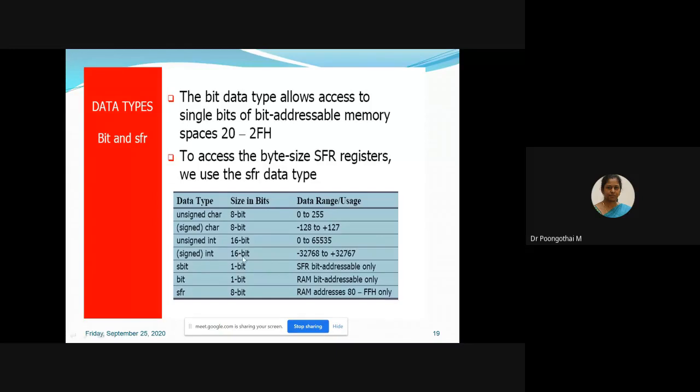And signed int, 16-bit, is -32,768 to 32,767. Please note down all the data types in order to access your byte data. In case of bit data, that is, if you want to access individual port bits or individual bit addressable registers, you have to use sbit declaration. It defines one bit of data, for SFR bit addressable only. These formats are only for special function registers. Please note down the data types.